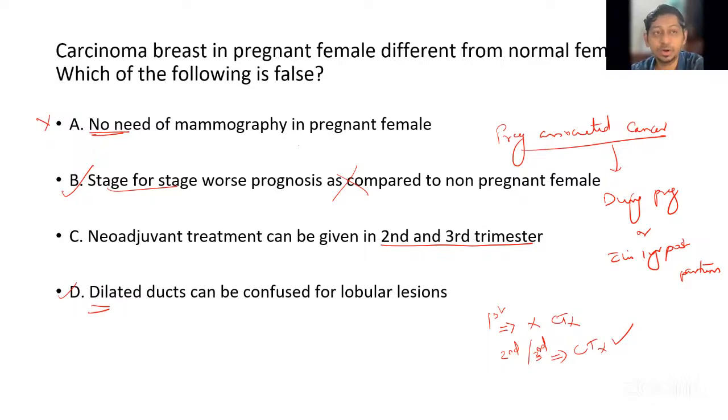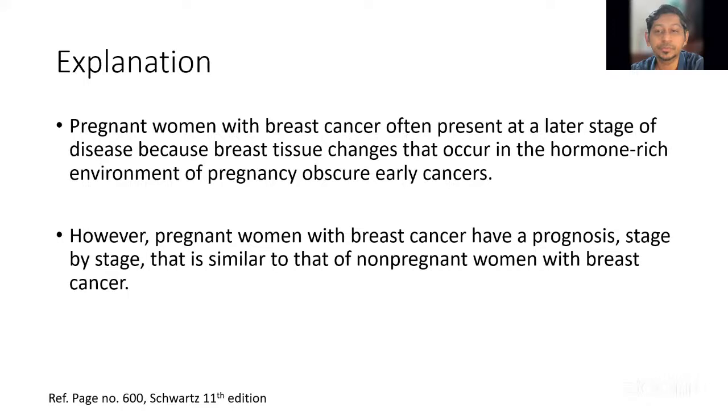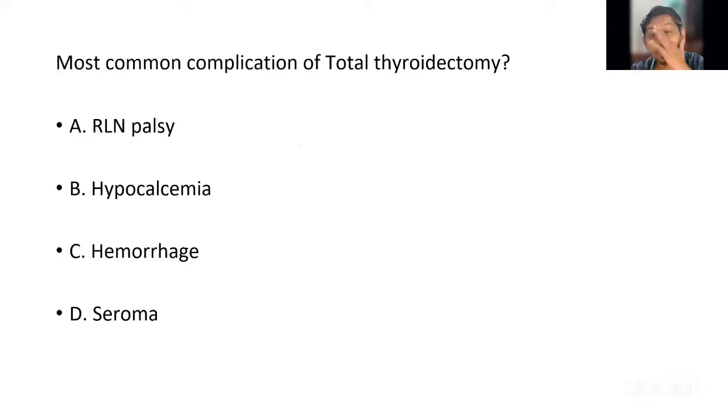Okay, let's go on to the next question. What is the most common complication of total thyroidectomy? Recurrent laryngeal nerve palsy, hypocalcemia, hemorrhage, or seroma? So this is a very straightforward question. The most common complication of total thyroidectomy is hypocalcemia.